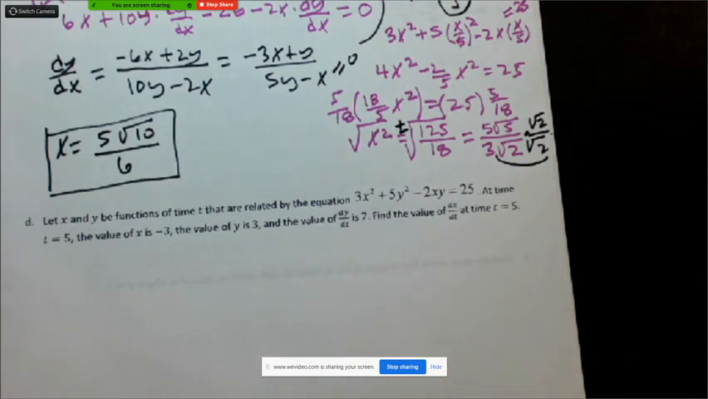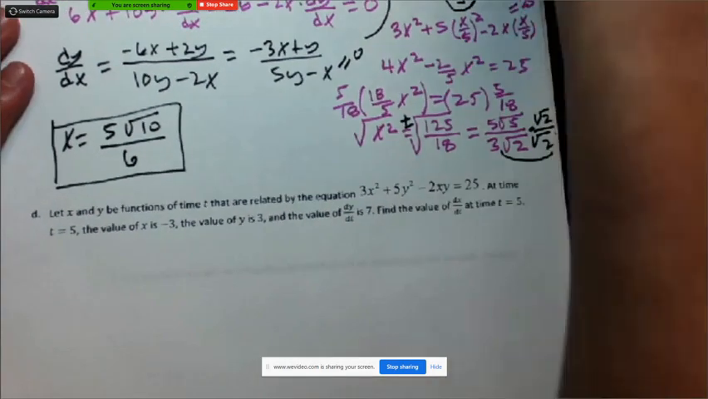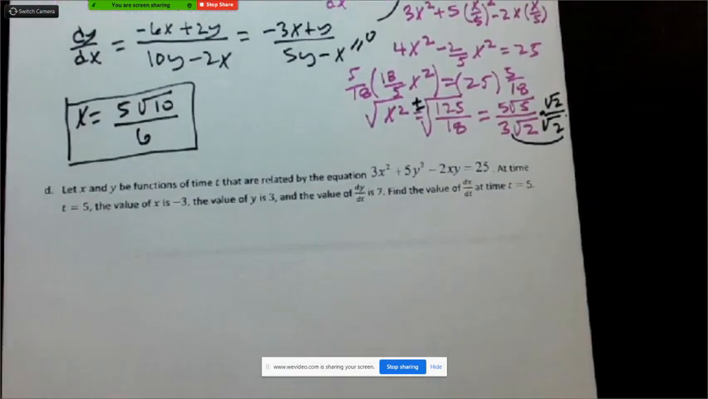All right, are we ready for the last one? In my opinion, the last one is a harder one because it's not over dx. We're looking at dt. All right.